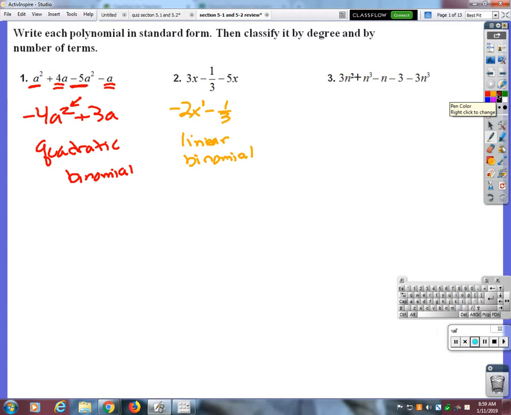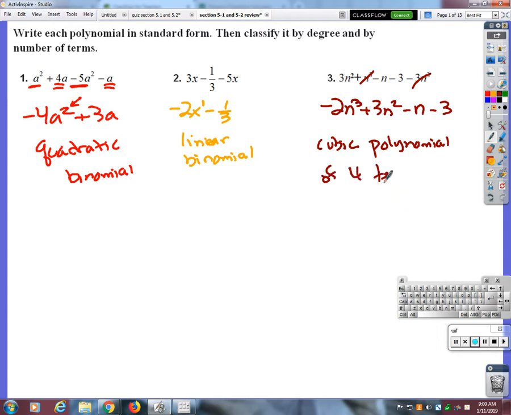So how many do you have in the end? In the end? What? 2 and negative 2n cubed, so that's that and that. Okay, then what comes next? All right, so the highest power is 3, so that means it is a cubic, and if it has 4 terms, you guys remember what we just said for 4 terms? Yeah, so it's a cubic polynomial of 4 terms. Okay.